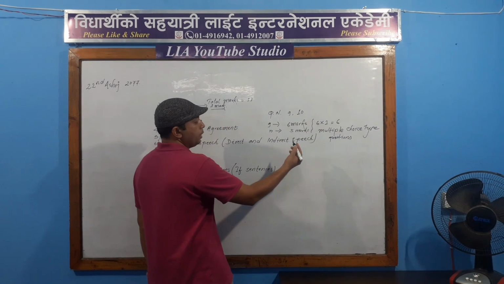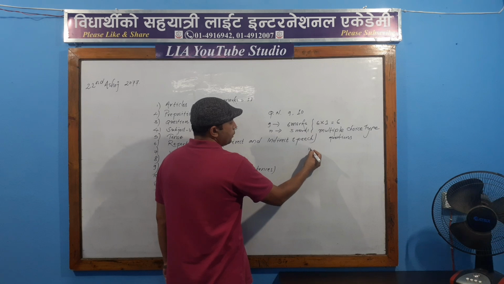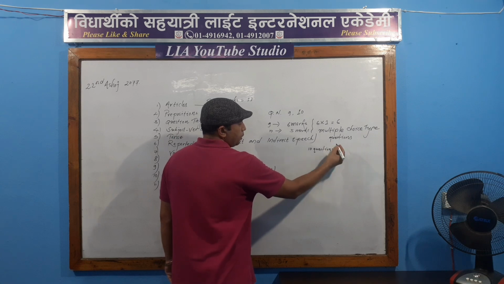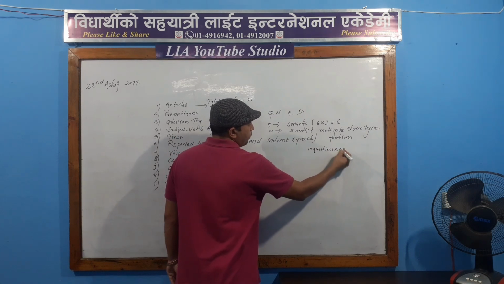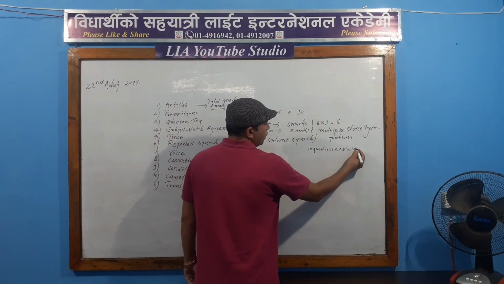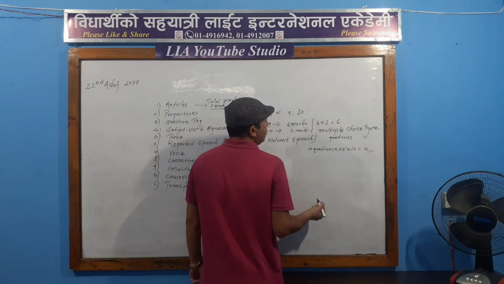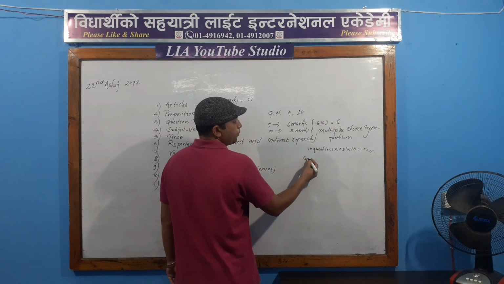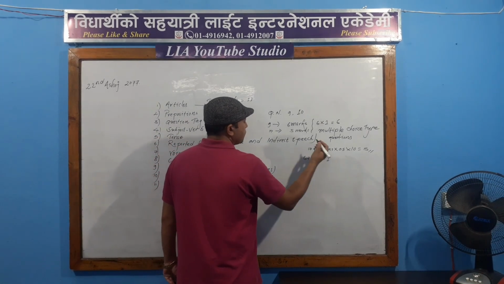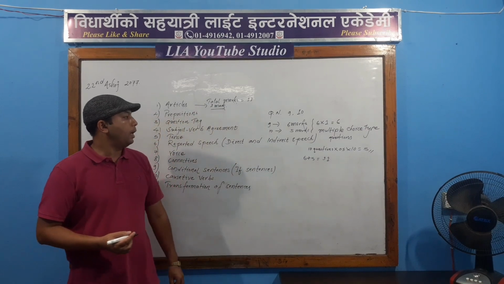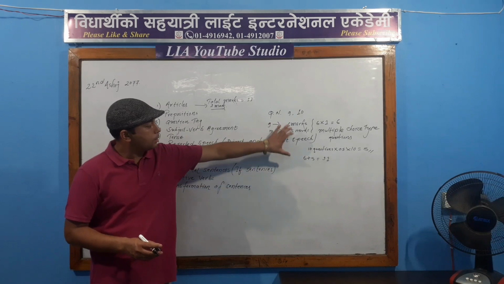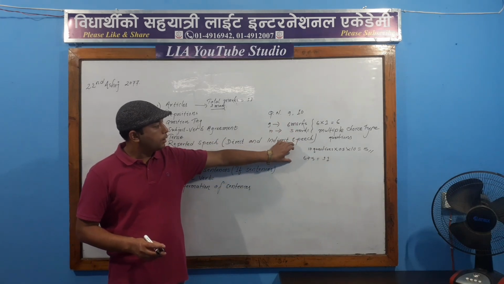Altogether, there will be 10 questions. And you will be awarded only 0.5 marks for each correct answer. So 0.5 marks into 10 is equal to 5 marks. So 6 plus 5 is equal to 11 marks. Questions will be asked from grammar portions. So this is the course of study for grammar.